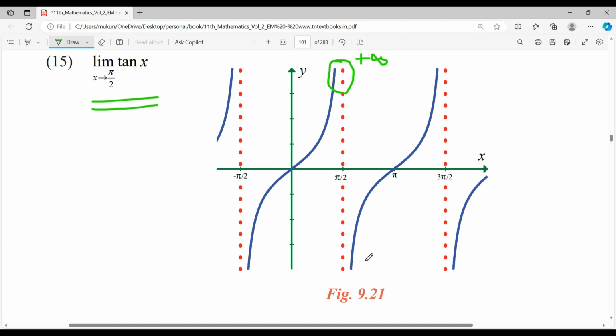And for values very close to pi by 2 but greater than pi by 2, we know that the tan function is negative. So it takes the value minus infinity, right? So which means at pi by 2, these two limits are not equal. Your left hand limit takes the value plus infinity, your right hand limit takes the value minus infinity. So the limit does not exist, right?